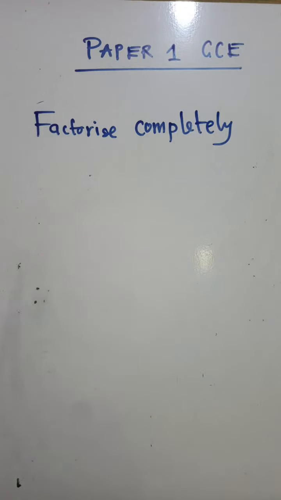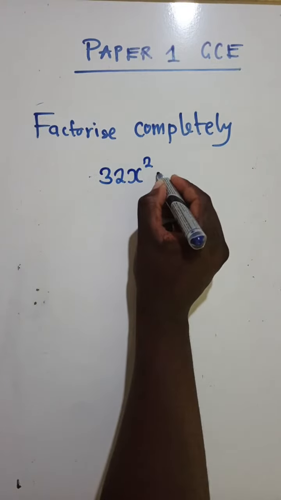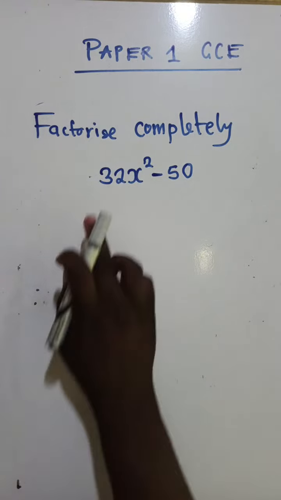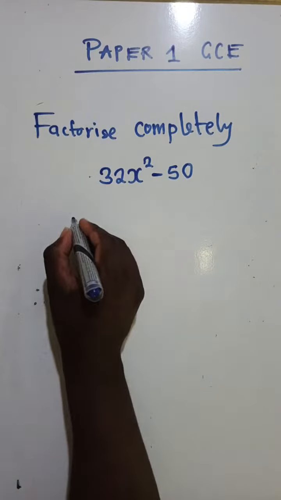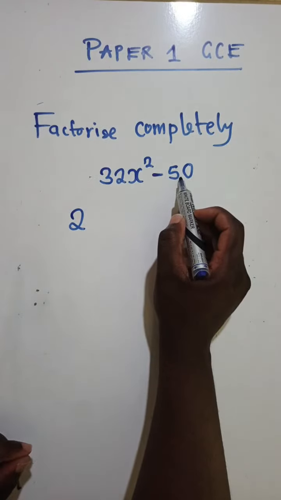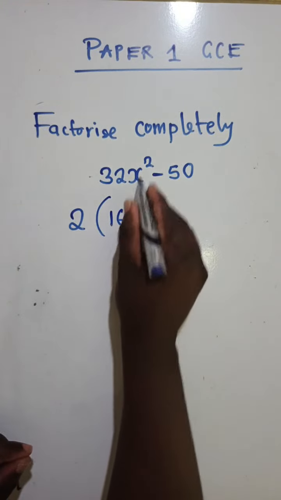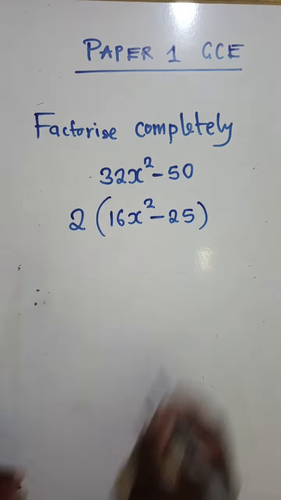Okay, so we have 32x power 2 minus 50. If they say factorize, what are you supposed to do here? To factorize this, they are simply asking you to check what is common here and here. What is it that is common? Of course, a 2 is common because this 2 is able to go into 32 and also 50. So we can say 2 into 32, of course, will give us 16. And then we'll maintain this x power 2. 2 into negative 50 is negative 25, like that.